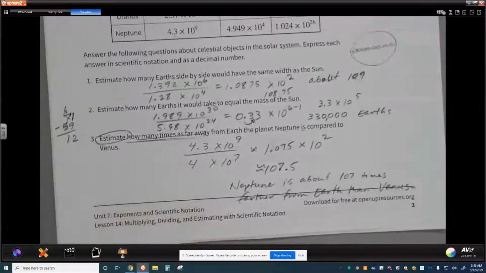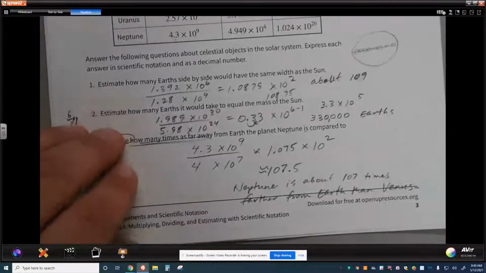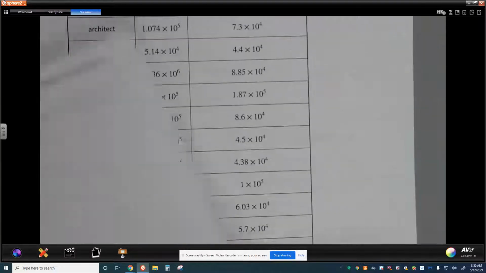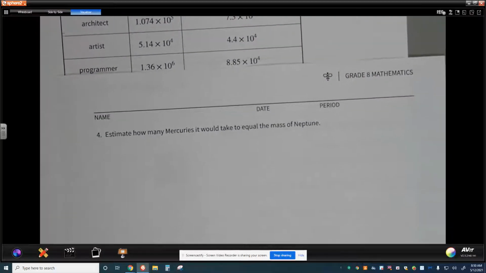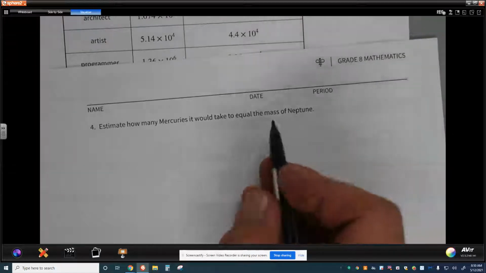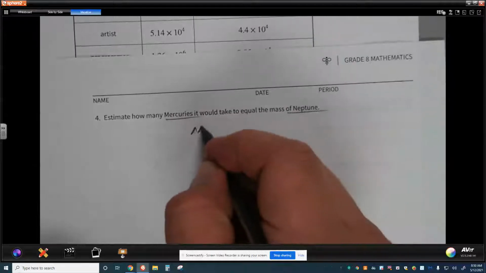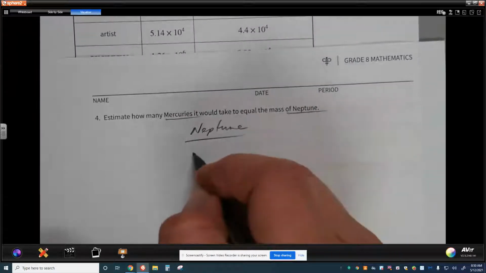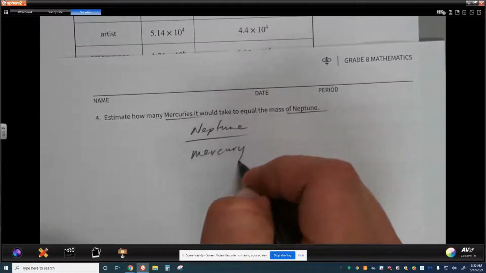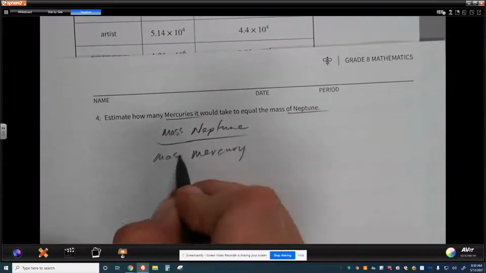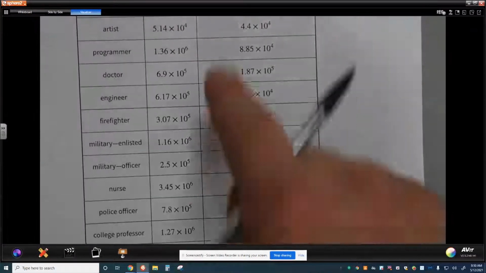And that kind of helps us understand why it's so hard to get out to these other planets in our solar system. The last one is about professions. Actually, excuse me, there's one more question. Estimate how many Mercuries it would take to equal the mass of Neptune. When we're talking about Neptune and Mercury, that means we're going to take Neptune divided by Mercury. So that'd be the mass divided by the mass. That one I want you to do on your own. Give it another shot. And then I'll just play with the professions here.